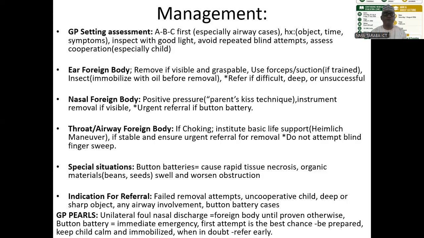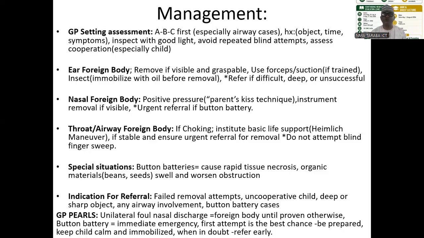If it is an ear foreign body, remove if visible and grabbable. Use forceps or suction, if you can use it. If it is an insect, you need to immobilize it with oil before removal. Just put drops of oil in the ear to suffocate the insect before you remove it. And if it is difficult for you to remove it, or it is deep, or you've had an unsuccessful attempt, just refer immediately.